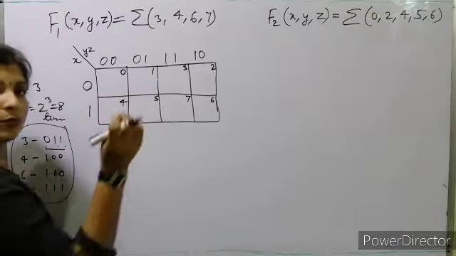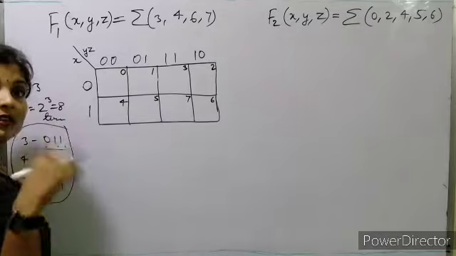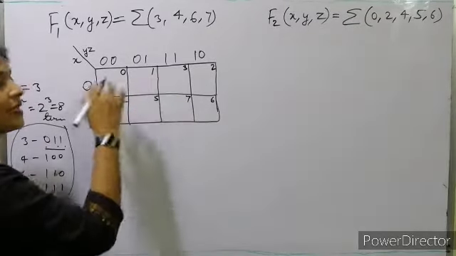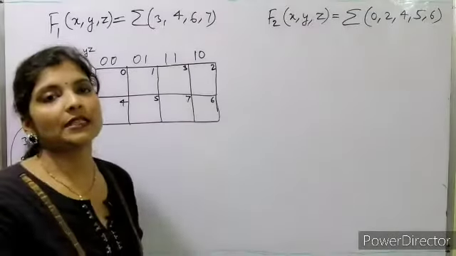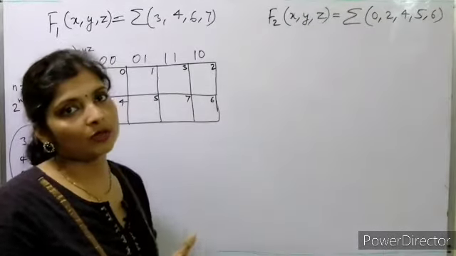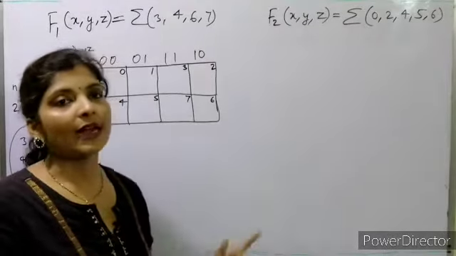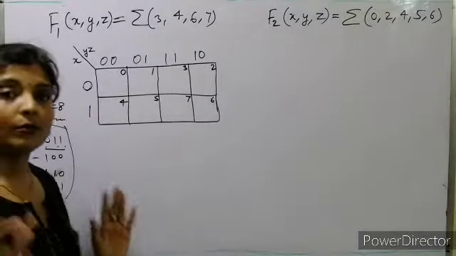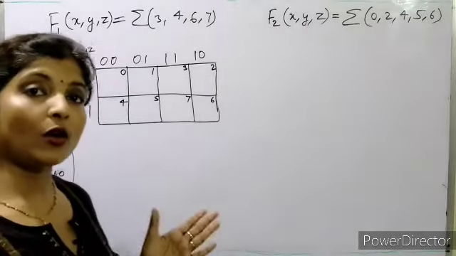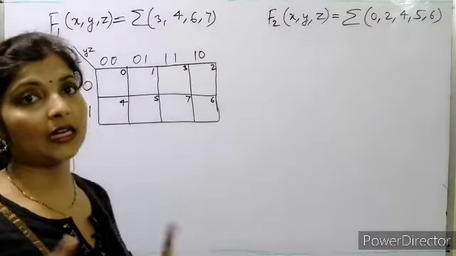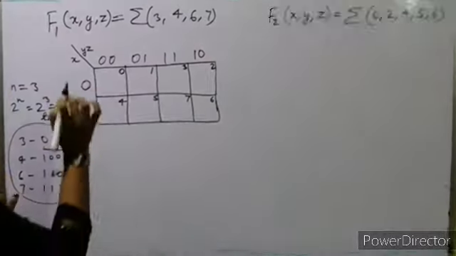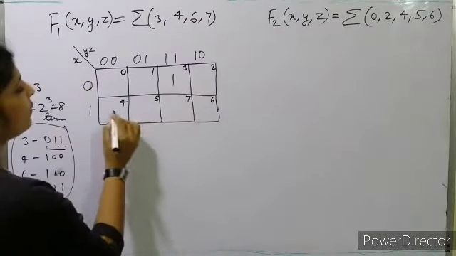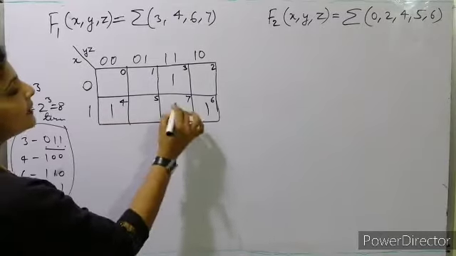The best one is that you write the value of each square box, meaning which number these square boxes are representing, you write those values in them. Then it will be easy for us to write 1 in all the boxes, for all the min terms which are included in the function. Okay, so 3 4 6 7: 3 is here, 4 is here, 6 is here and 7 is here.